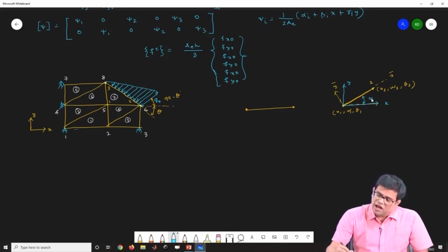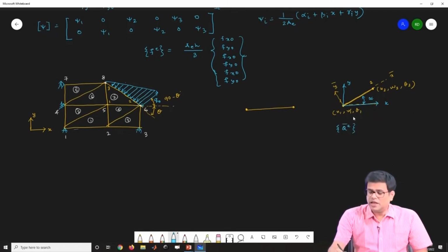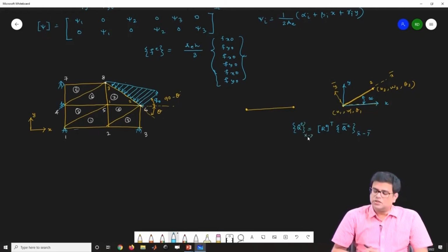If this angle is alpha, then what you did is essentially this: if the traction vector or the force vector is q e bar in the x bar, y bar system, then to go from the x bar, y bar system to the xy system, you multiply with the rotation matrix transpose to get q e in the global coordinate system, that is the xy system. So what is this R e?